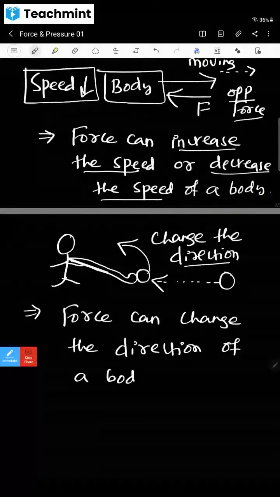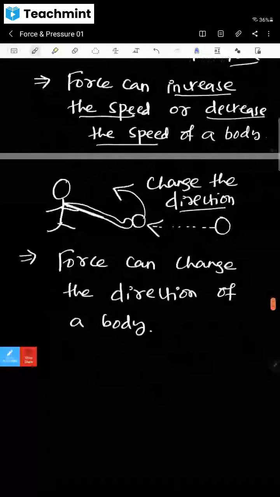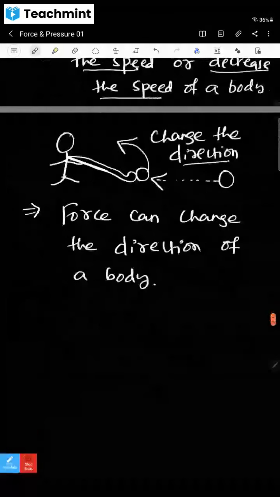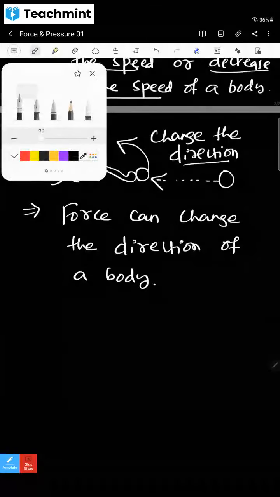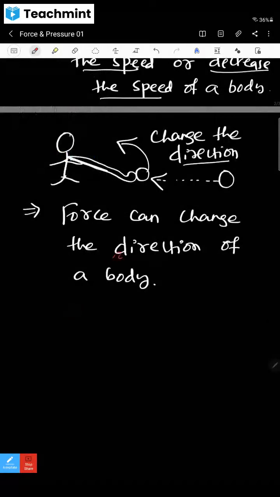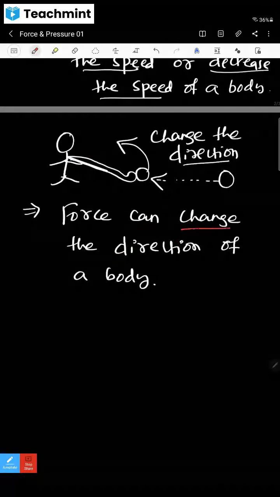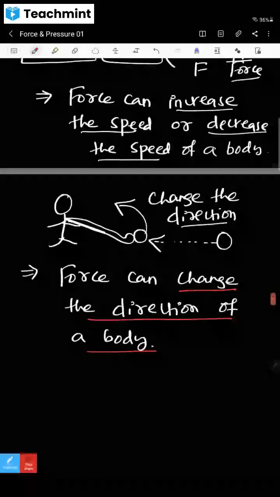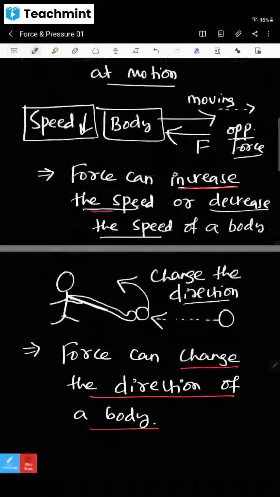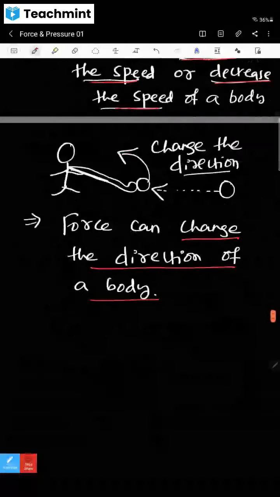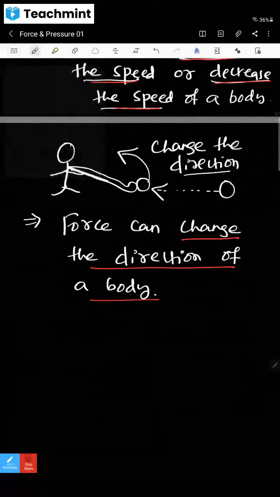Now we are looking at the characteristics of force. Afterwards we'll come to the definition of force. Dear children, force can change the direction of the body. This is the first thing. The second thing it can do is increase or decrease the speed of a body. So these are the two characteristics. Now moving forward to the third thing.